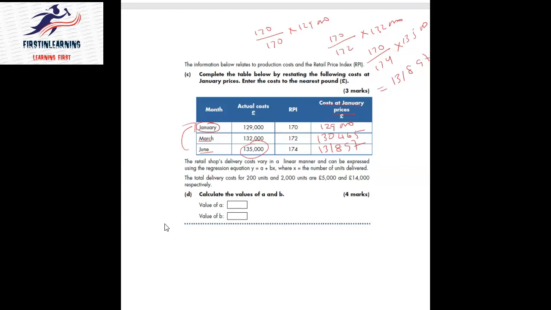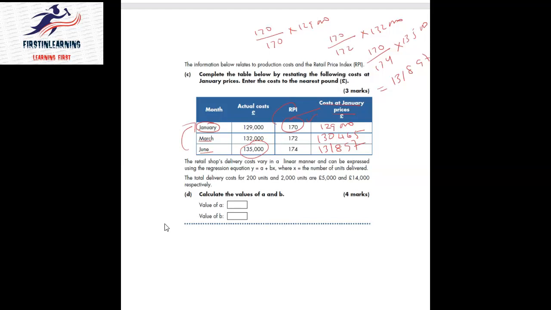It's not a very difficult thing. All you have to remember is the base RPI will always be on the top, and the next one, whatever month you want to bring back, will always be on the bottom, and you multiply with the actual cost. That will bring you down to the month you are looking for.